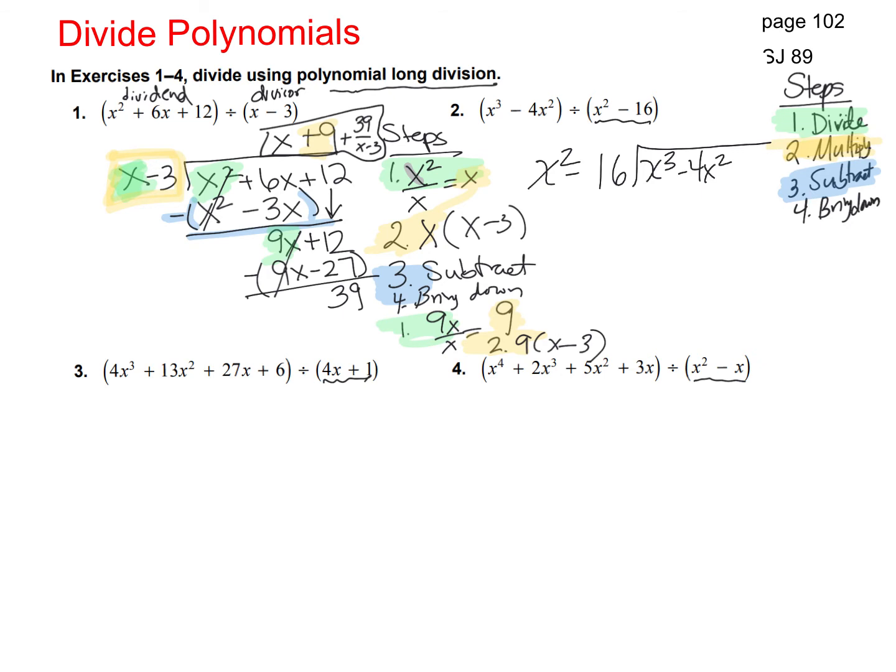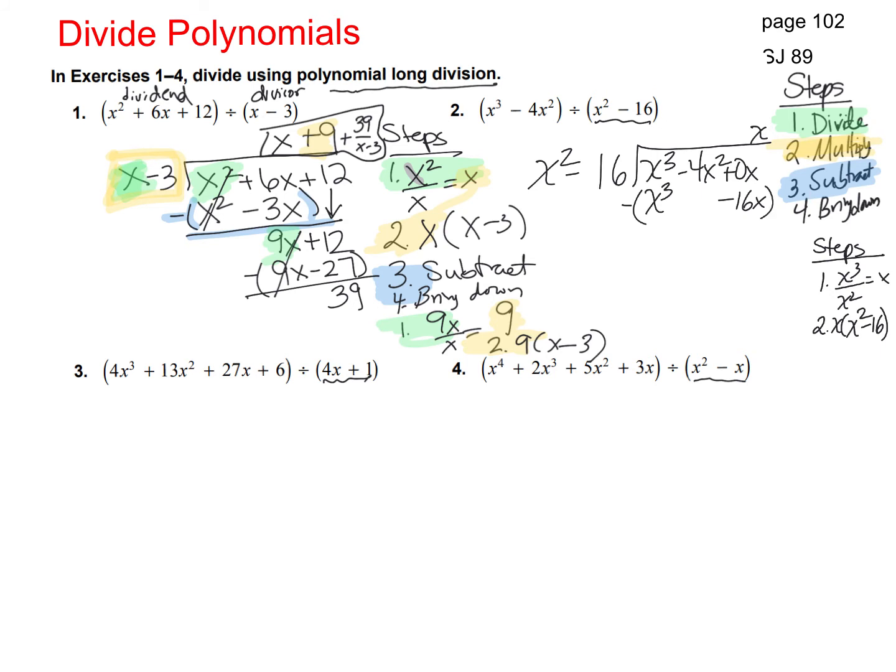I'm going to divide, I'll put my steps over here. I'm going to divide x cubed by x squared, and that's just x. And there's not an x term, so I'm going to add an x term and put x above it. Next, I'm going to multiply the answer that I just got by the divisor, x squared minus 16, and that gives me x cubed minus 16x.